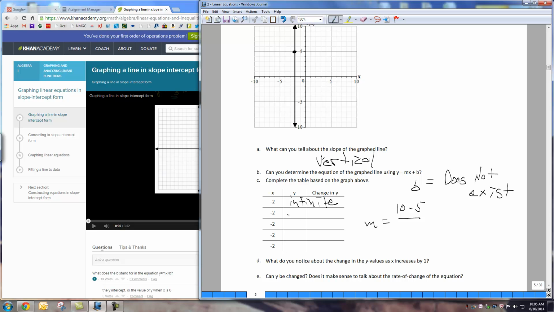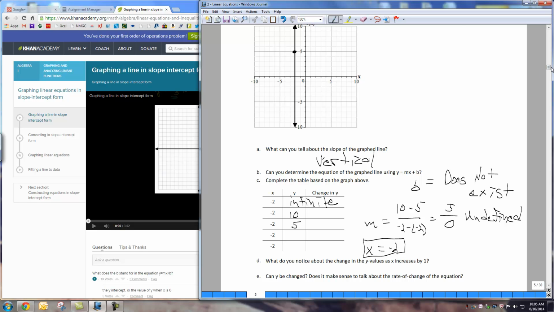All right, so let's say 10 and 5. So 10 and 5, so I need to use the x's that correspond. So negative 2 minus negative 2. This gives me 5 over 2 plus 2 is 0. That means this is undefined. The slope is undefined and there's no y-intercept. So this line is simply the equation x equals negative 2. No matter what y is, x equals negative 2.